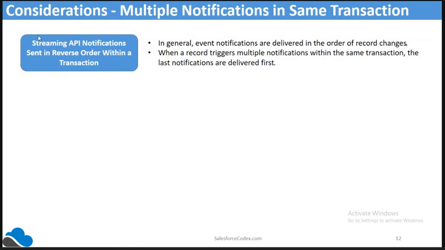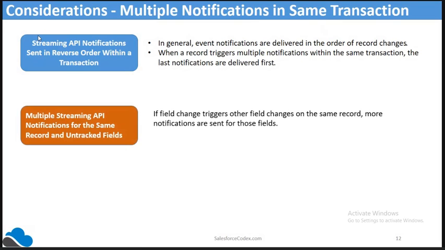In that case, the order is reversed. In normal cases it will go as: first I get a notification for the account, second I get a notification for the opportunity. But in the case of multiple notifications, I will get the opportunity notification first, and then the account. So it's in reverse order when you do the transaction or notification within the same transaction. Multiple streaming API notifications of the same record.